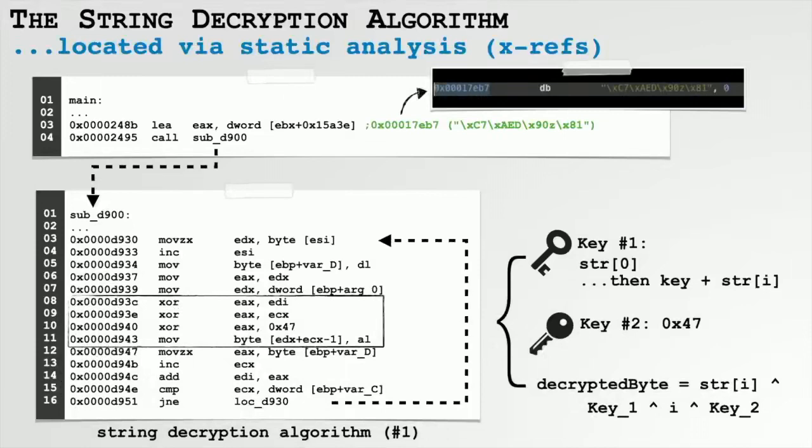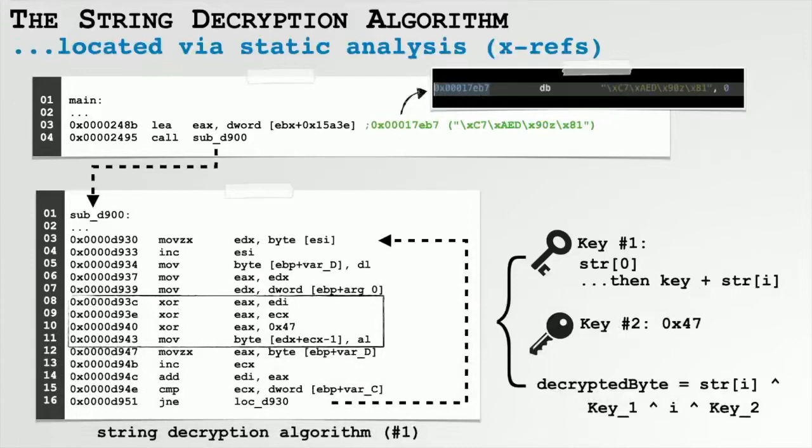How do we find that? Well, it turns out fairly easily, and this is a generic approach for analyzing essentially any malware sample that utilizes encrypted strings, if you're interested in recovering the decryption algorithm. Basically, what you do is look for cross-references where the encrypted strings are used.